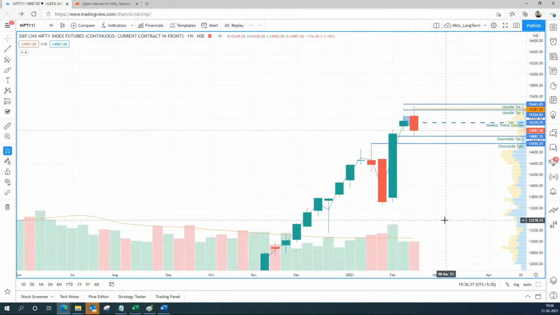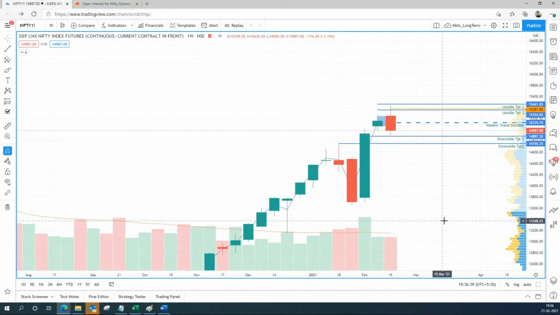This is the weekly charts on Nifty, if you see. And just checking if you can hear me clearly. Thank you.